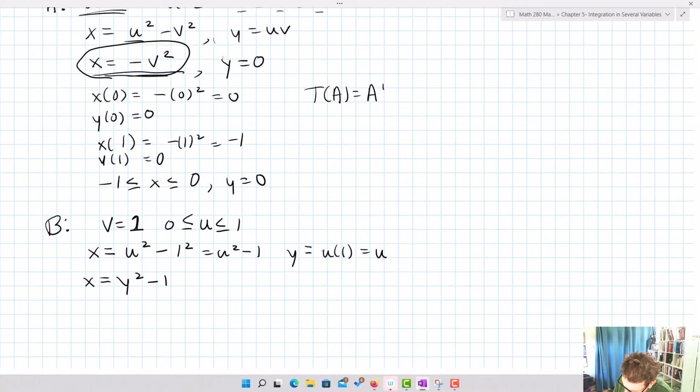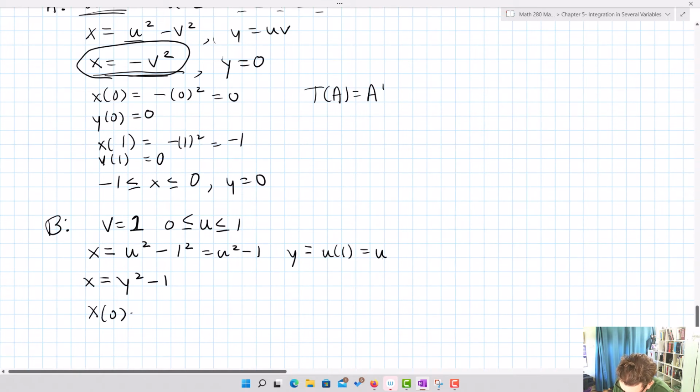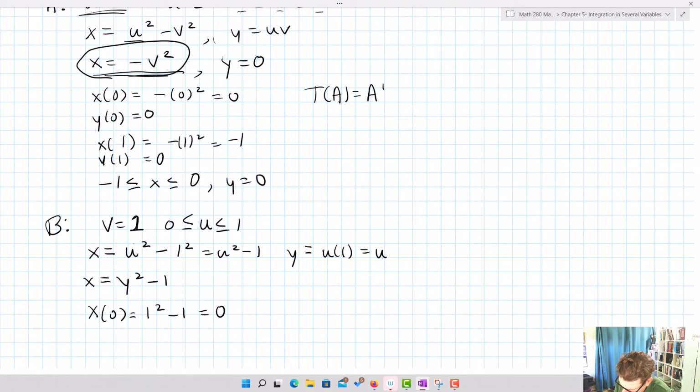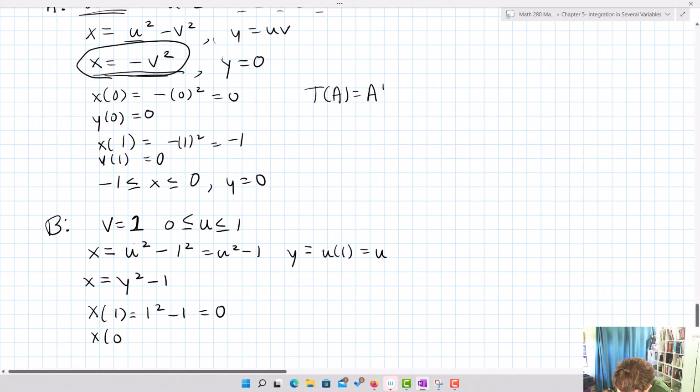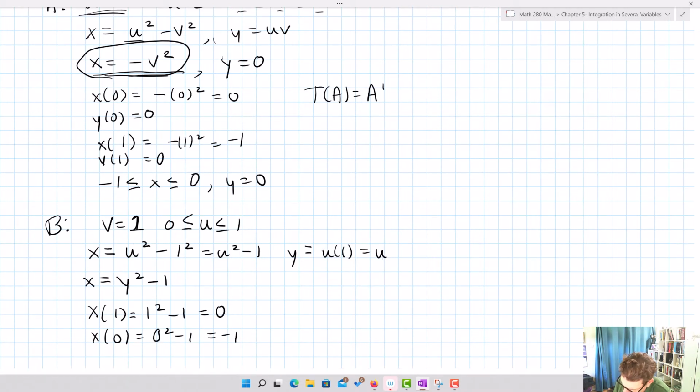All right, and then our bounds. We're going to have x equals y squared minus 1. So we'll take x of 0, which is going to equal 1 squared minus 1, which equals 0. That's the top bound. And x of 1, excuse me, x of 0 then is going to equal 0 squared minus 1, which equals negative 1. So my x values are going to go from 0 to negative 1.